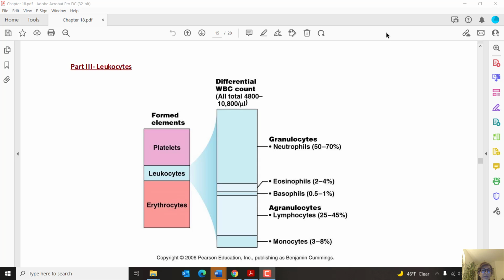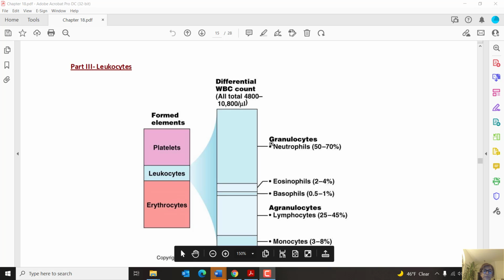Let's talk about white blood cells or leukocytes. There are 5 different kinds of leukocytes, which form part of the buffy coat. These are produced only when needed. They are classified into granulocytes and agranulocytes.